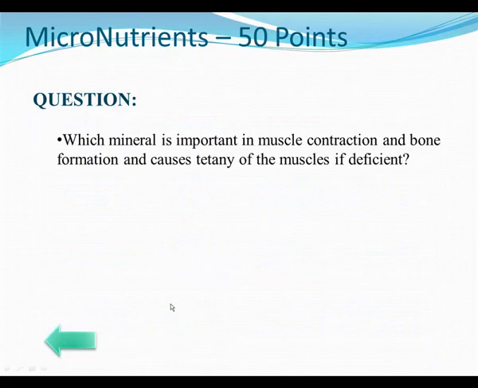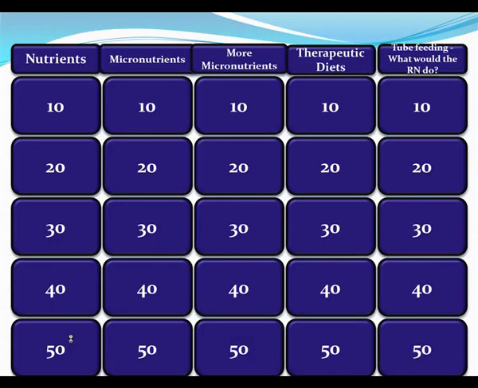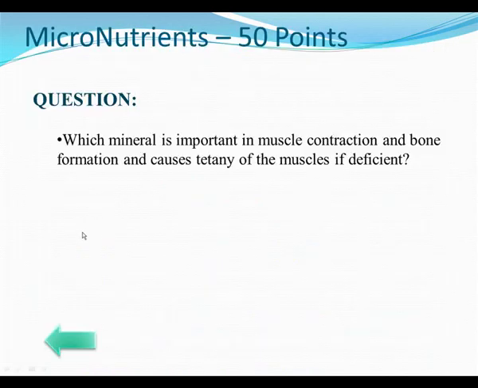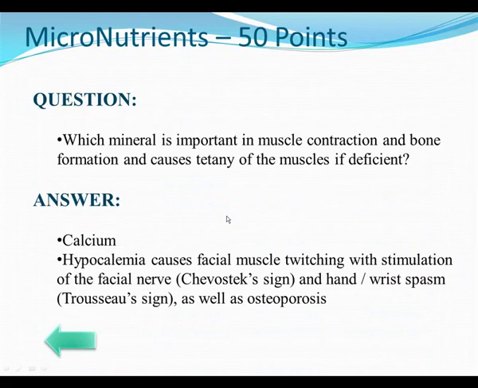Gastritis of some sort. Which mineral is important in muscle contraction and bone formation and causes tetany of the muscles if it's deficient? These are people that have muscle spasms. Calcium. People that have hypocalcemia, these are our pancreatic patients.